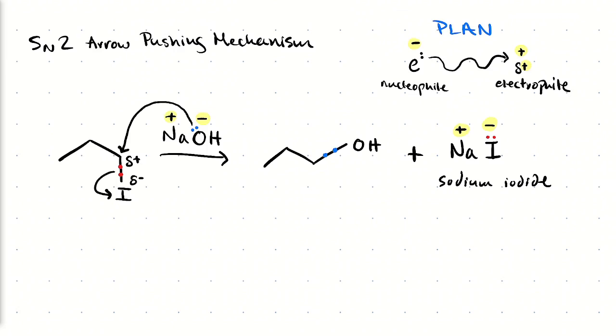So the iodine ends up on the product side as an iodide, sodium iodide, and we end up making an alcohol here because we made an oxygen-carbon bond. That's what the arrow here is showing, that we're forming an oxygen-carbon bond.